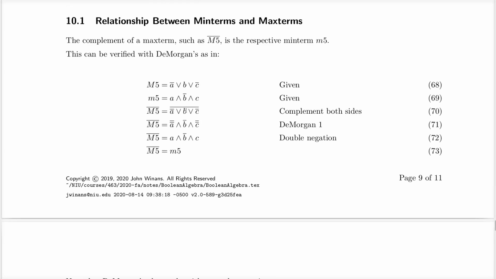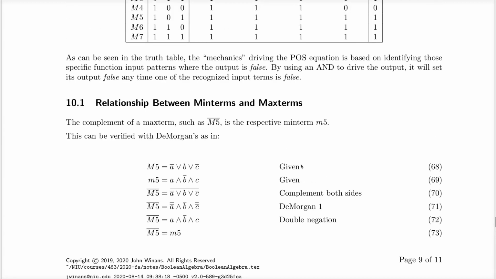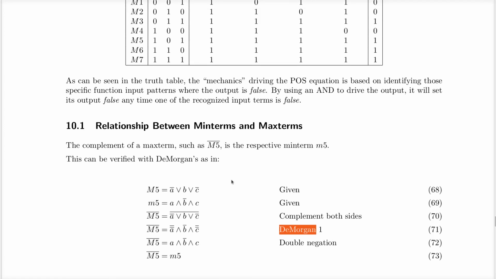So what is the relationship between these two? Well, this whole mirror image thing, and me going on and on about De Morgan's theorem, should suggest, spoiler alert, hiding in here is De Morgan's theorem. So it turns out that big M5 with a bar over it is the same thing as little m5. The max term, complemented, is the same as the min term. And that's true because of De Morgan's theorem.